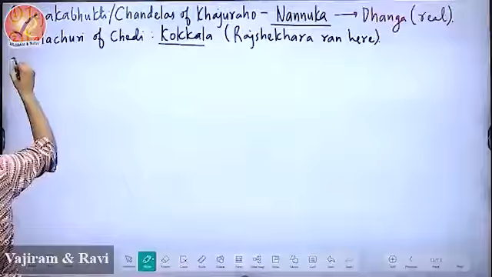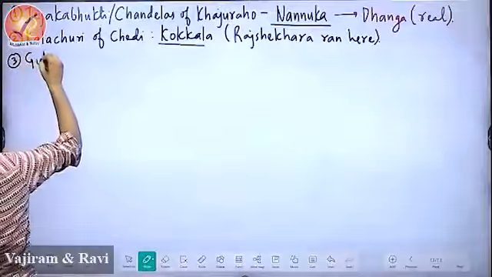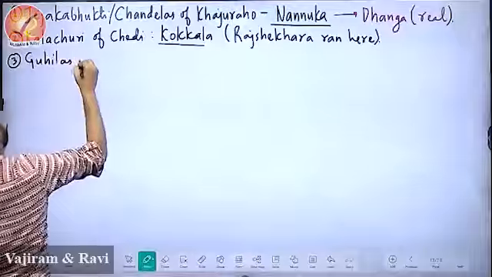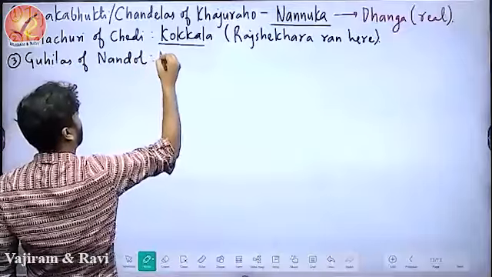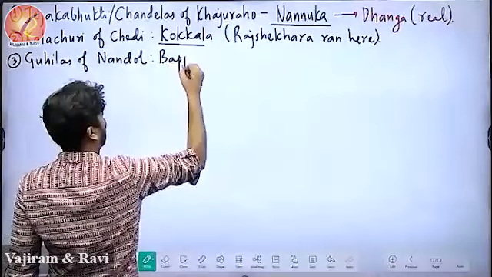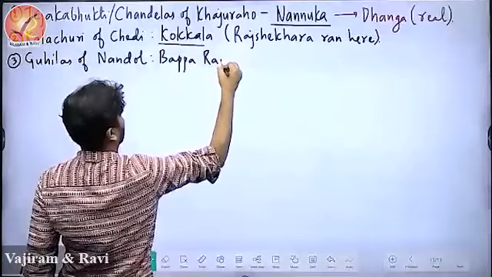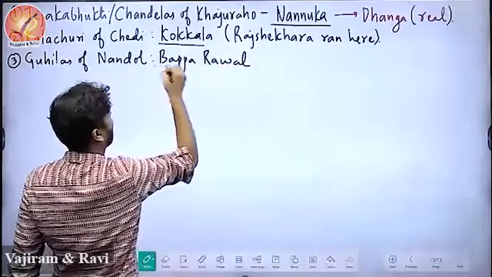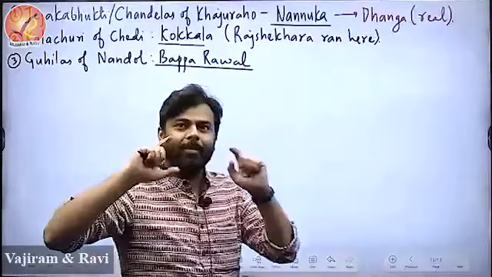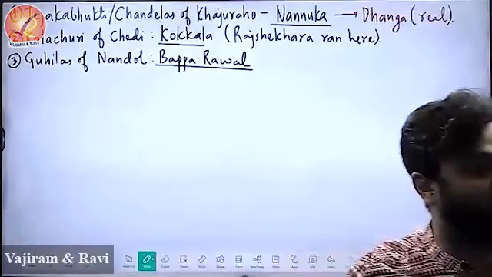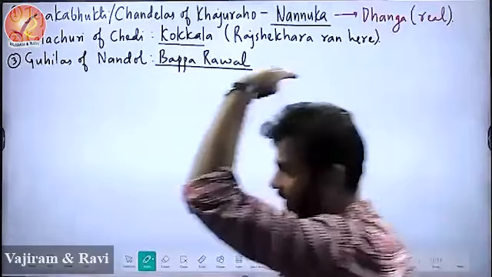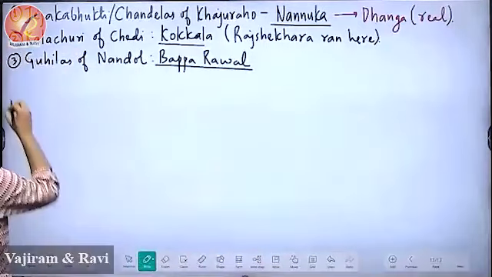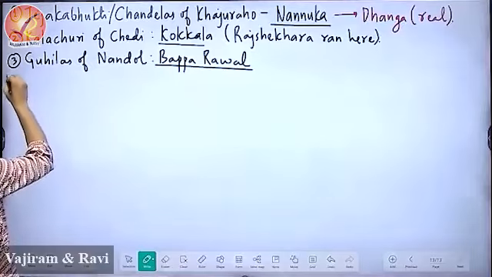Number 3 is Gohilas. Gohilas of Nandol. Bappa Rawal, the one who will defeat Qasim. And it is Bappa Rawal from whom one Rajput family, a clan of Rajasthan, claims ancestry: Sisodias. All right, so they will come out later. So Sisodias claim. Number 4, just to let you know.